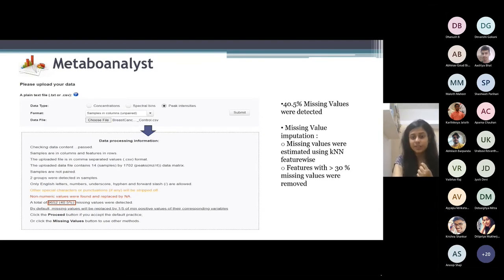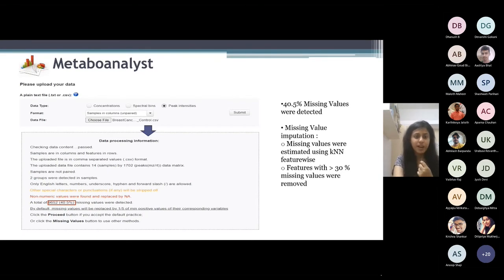Features with greater than 30% missing values were removed, and in this case, the KNN feature-wise algorithm was used for the imputation. Features having 70% of available data were only considered for the analysis, and the remaining 30% of the missing data in these features were imputed on the basis of the available 70% data to prevent any sort of bias.